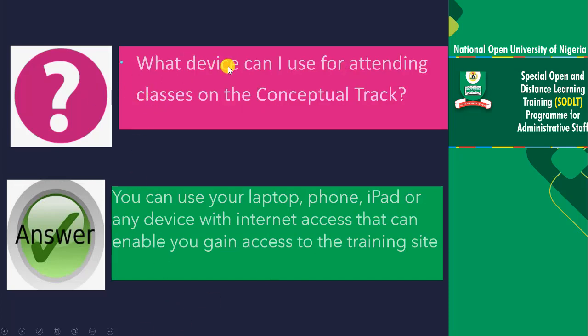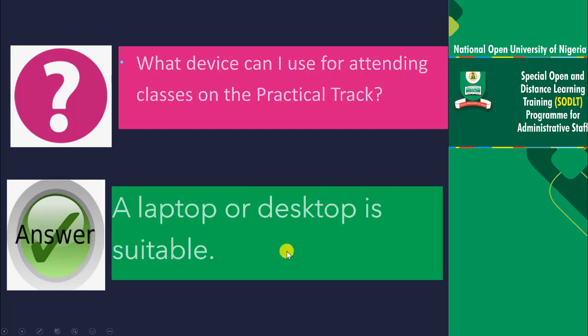What device can I use for attending classes on the conceptual track? Oh, that one is easy. You can use your laptop, your phone, your iPad, or any device that has internet access. Of course, that's why we are paying you this 10,000 naira, to cover the cost of data that can enable you gain access to the training site.